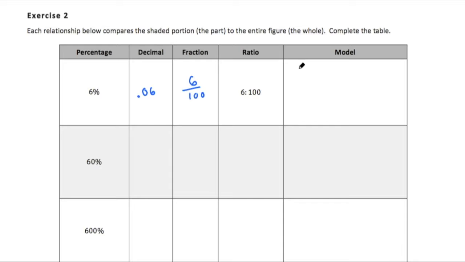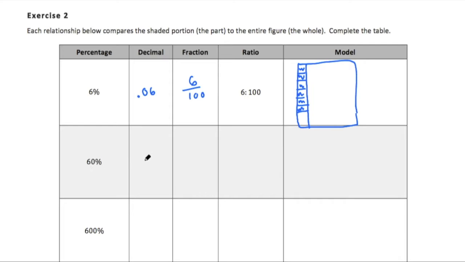So if we wanted to show a model for 6%, we'd want to start with a nice big square here, and we'd want to make 100 little boxes. I'll be honest, making this on my tablet is quite difficult, but I'm going to assume that you can understand that there's 10 columns and 10 rows here, and I'm just going to show 6 of them shaded in. 1, 2, 3, 4, 5. Okay, 6. So 6 out of a total of 100 would be shaded in. Great.